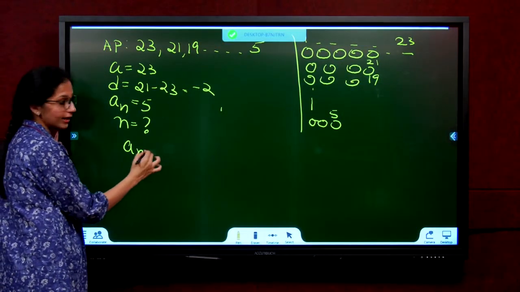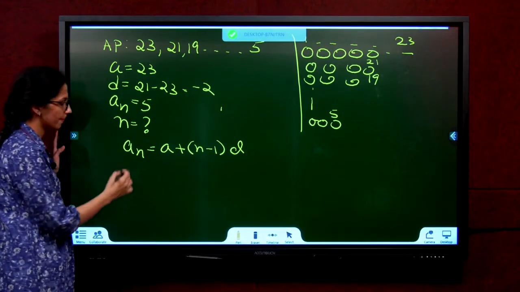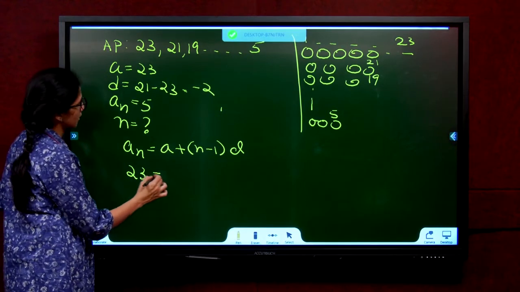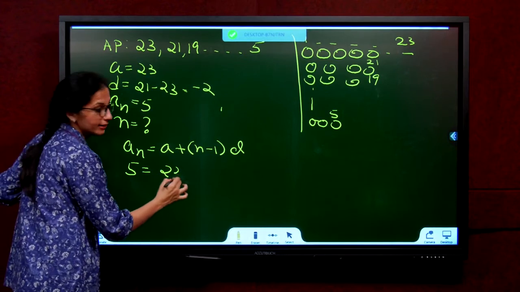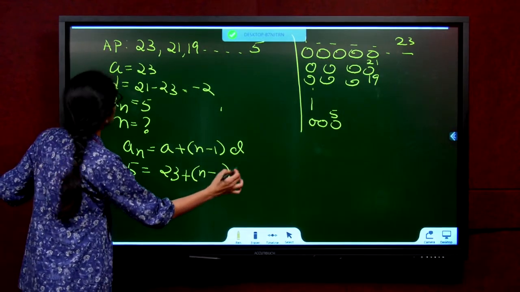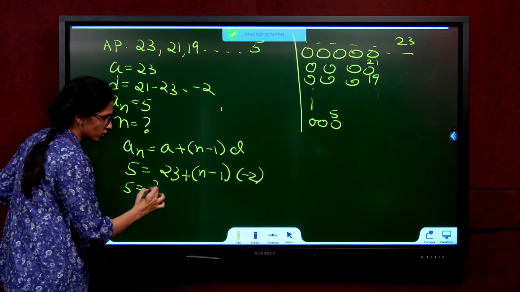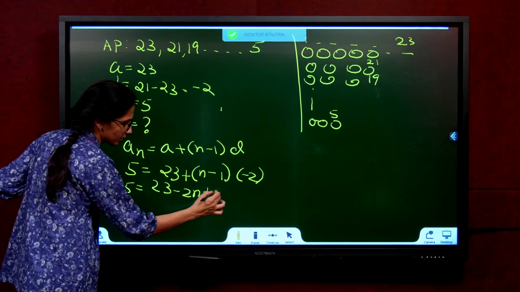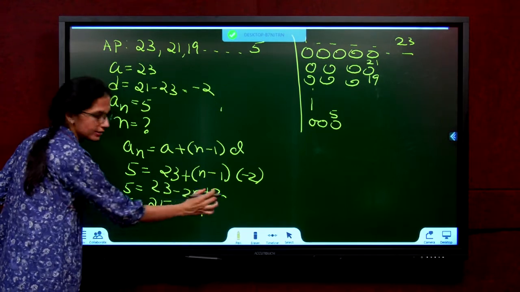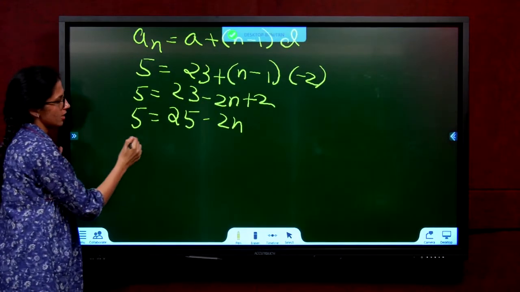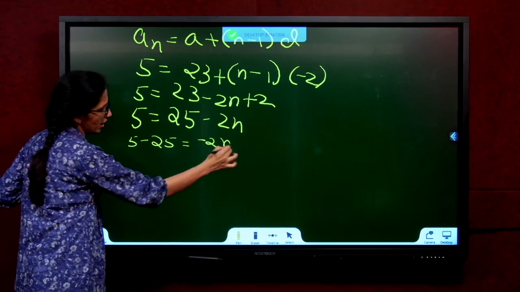Easy. Do it quickly. AN is A plus N minus 1 in brackets into D. AN is 5, which is equal to 23 plus N minus 1 into D. D is minus 2. 5 is equal to 23 minus 2N plus 2. 5 is equal to 25 minus 2N. 23 plus 2 is 25. Send the 25 aside. 5 minus 25 is equal to minus 2N.